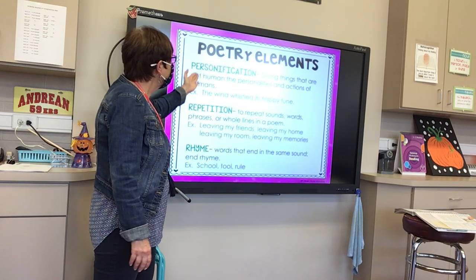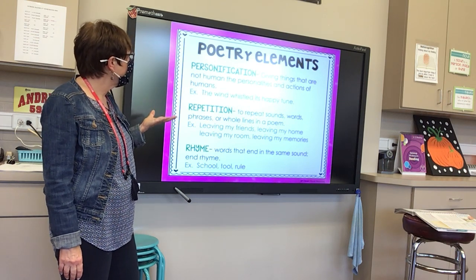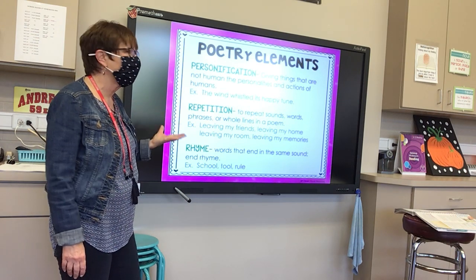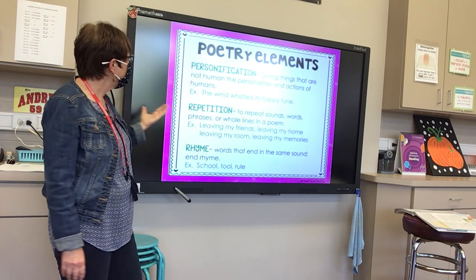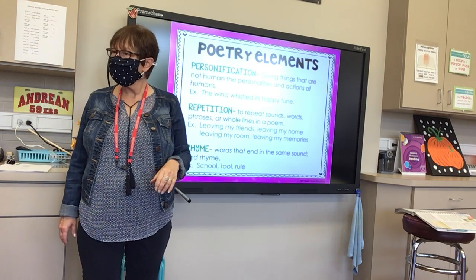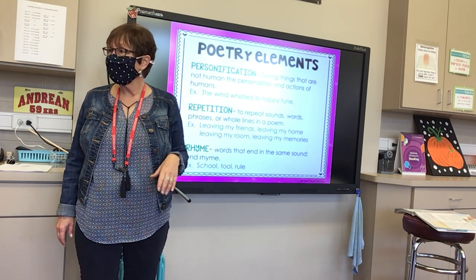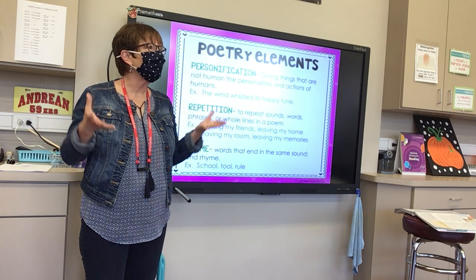We also have things like personification. That's giving things that are not human the personalities and actions of humans. And a poem could say, the wind whistled its happy tune. Does wind whistle? Does wind whistle happy tunes? No. No, but that would be an image in a poem.